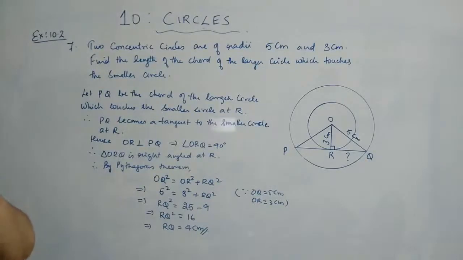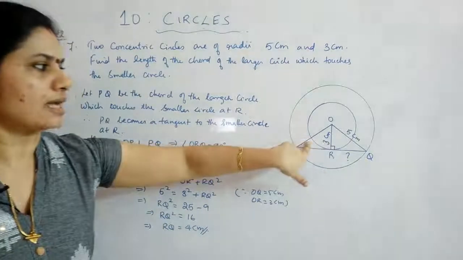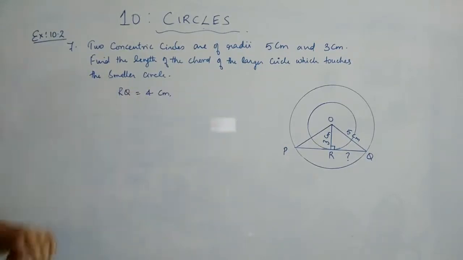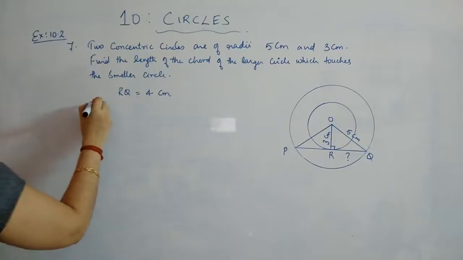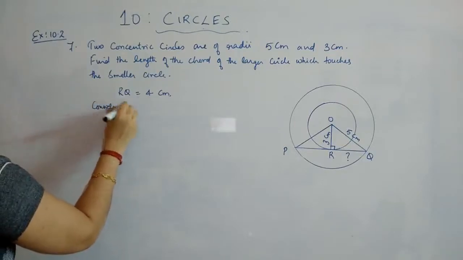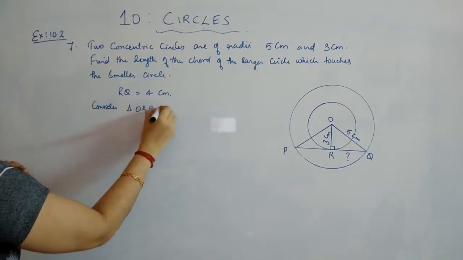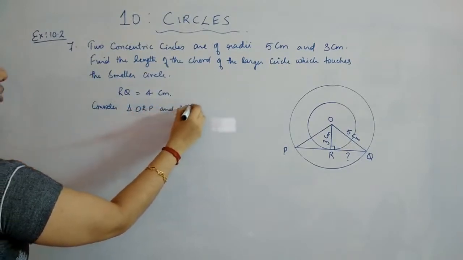For that, what we will do is we will take these two triangles and show that these two are congruent. Now when they are congruent, the corresponding sides will be equal, and using that concept we will find out the remaining length of the chord. Okay, so this much is clear, I think. So we have RQ as 4 centimeter now. Now we are considering two triangles, triangle ORP and triangle ORQ.